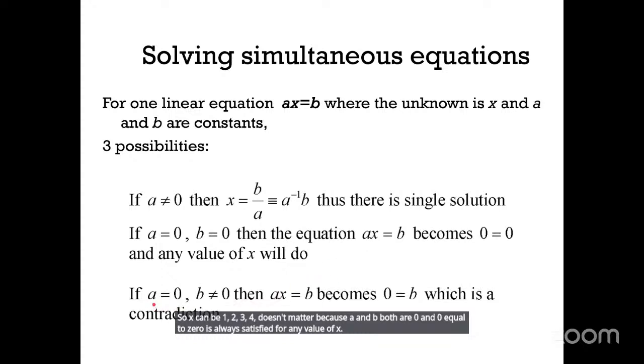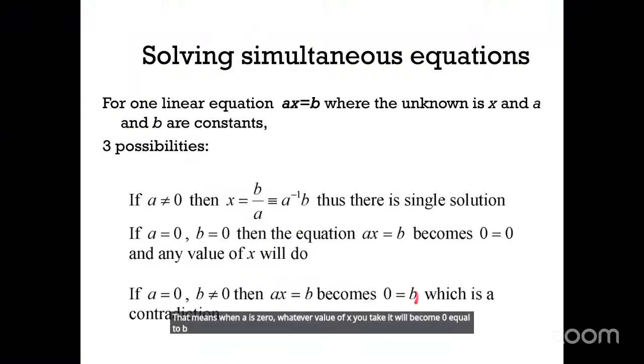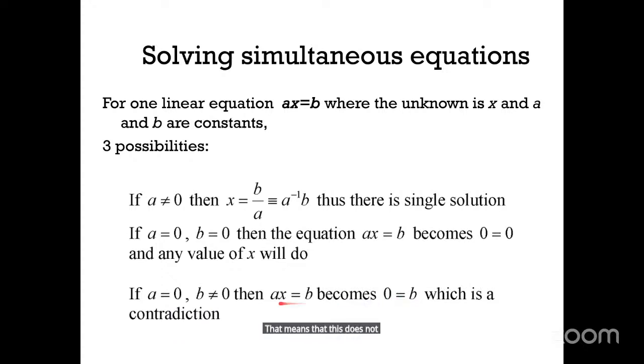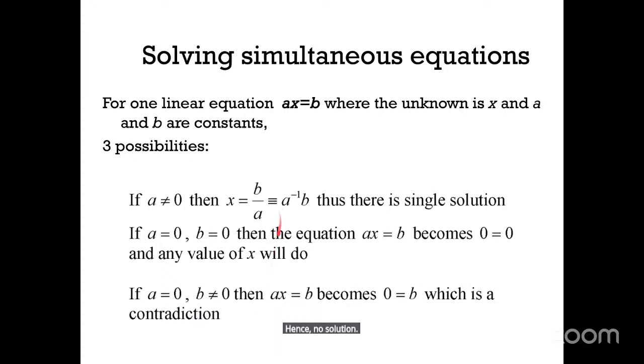Now, the interesting case is when a is equal to 0 and b is not equal to 0. That means when a is 0, whatever value of x you take, it will become 0 equal to b, and b is not equal to 0. That means this does not satisfy. Therefore, any value of x will not satisfy this equation. Hence, no solution. So there are these three interesting cases.